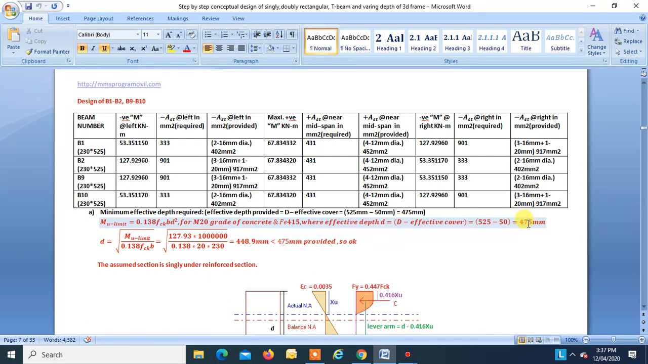The required effective depth should be less than this, okay? So this is the formula for finding the required effective depth, which is obtained from this formula, that is equal to 448.9, which is less than 475, right, provided. So we can say that our section is a singly under-reinforced section. This is what we have done as the check, okay?